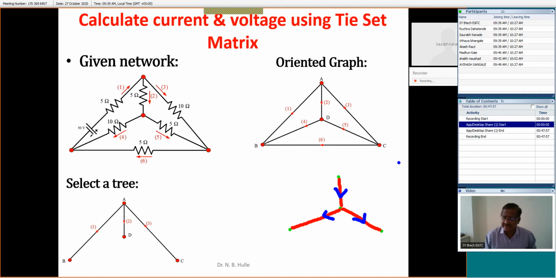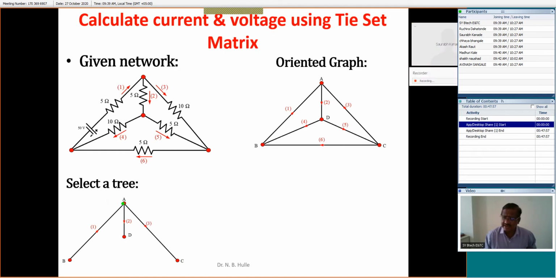If you have taken this as a tree, then your calculations will be as per this tree. If I have taken this as a tree, then my calculation will be as per this tree. But your final branch currents and branch voltages, that is I1, I2, I3 and V1, V2, V3, will be the same, use any method or any approach. Branch currents will be the same. Is it right?